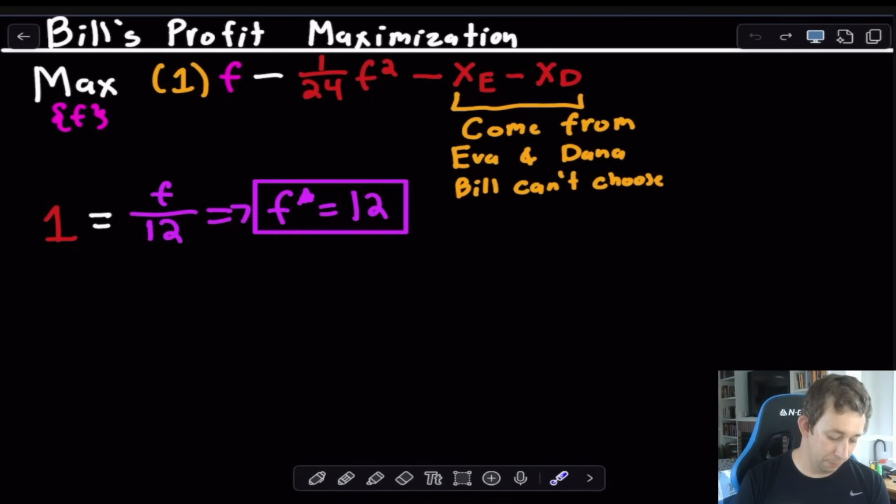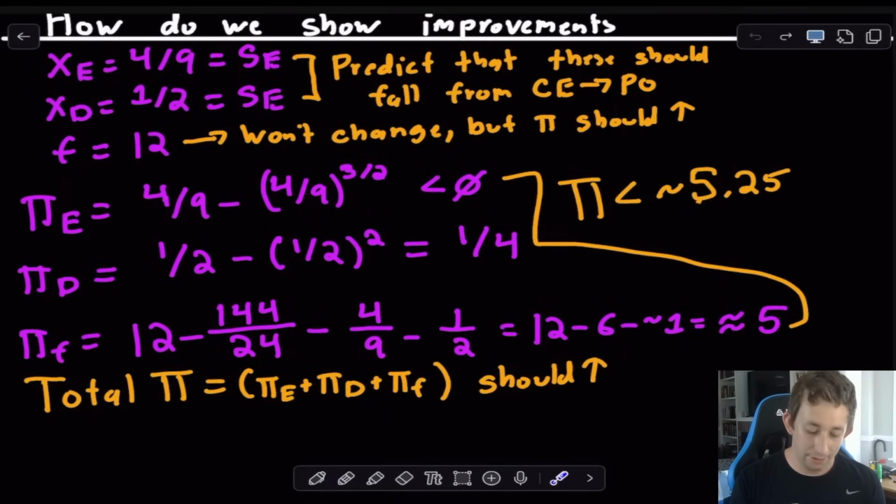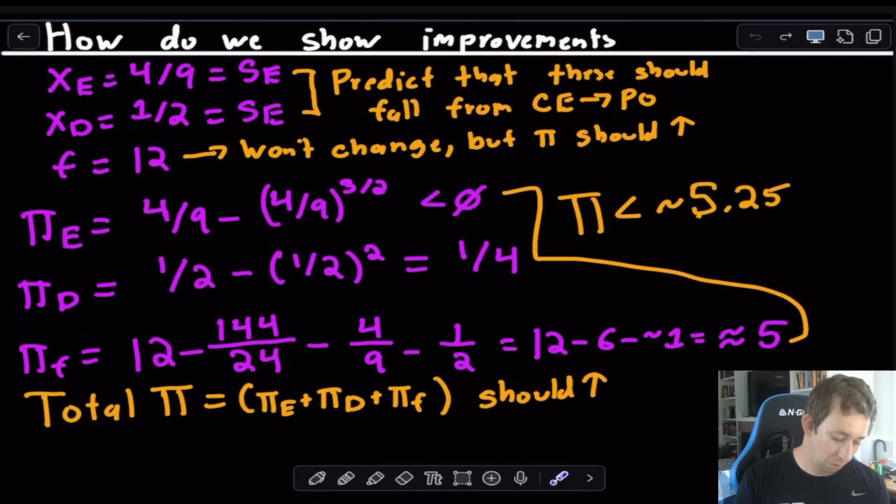So what's going to happen is we're going to say that Bill's profit maximizing amount of fish is always 12, no matter how much pollution Eva and Dana put into the river. So Eva and Dana are going to affect Bill's profit. They're not going to affect how many fish Bill wants to pull out of this river, according to his profit maximization problem.